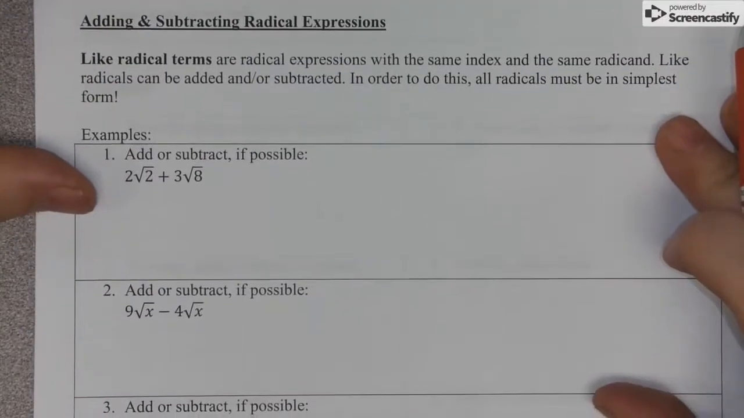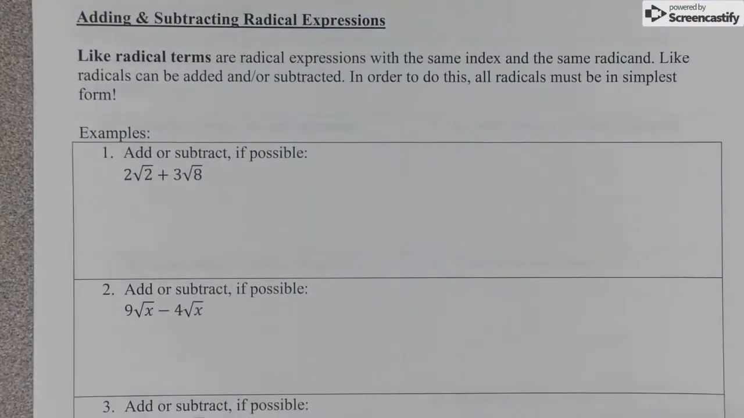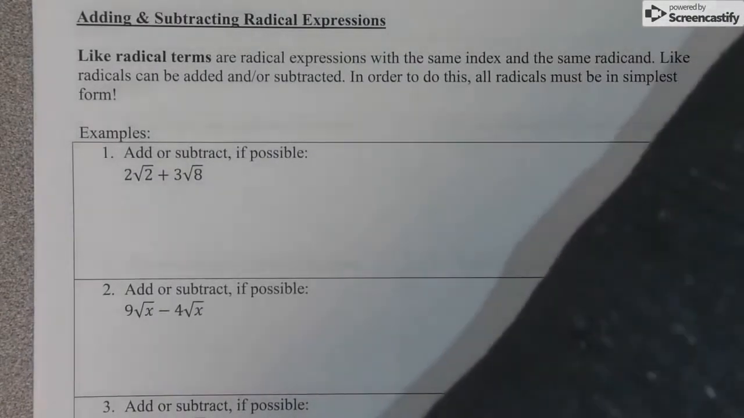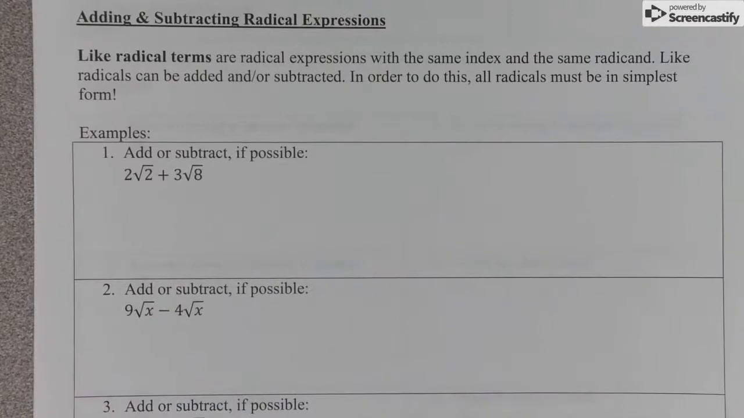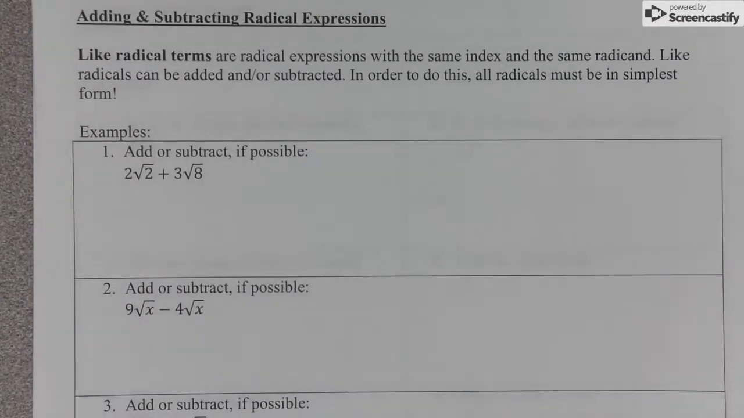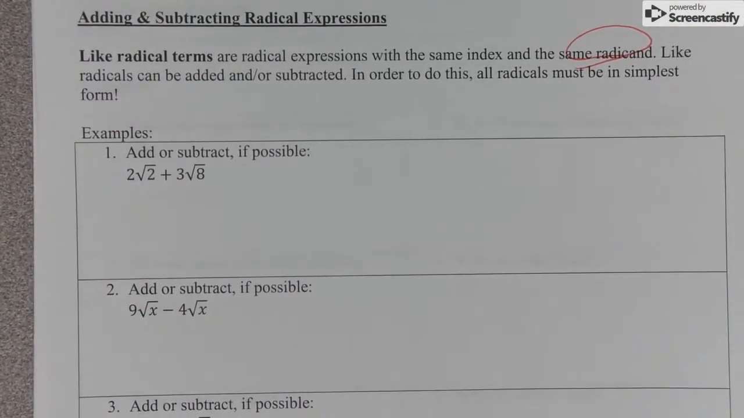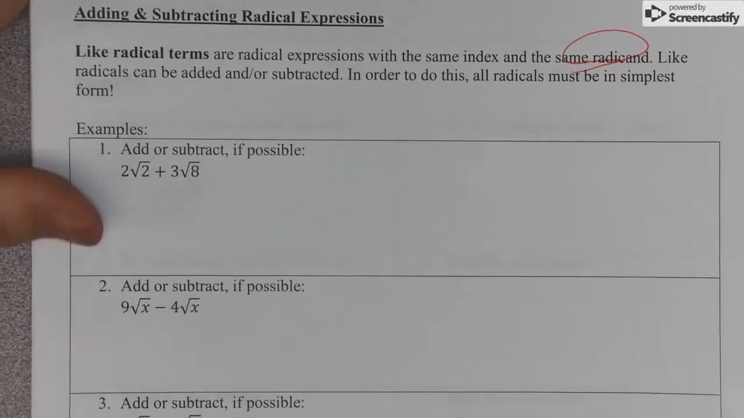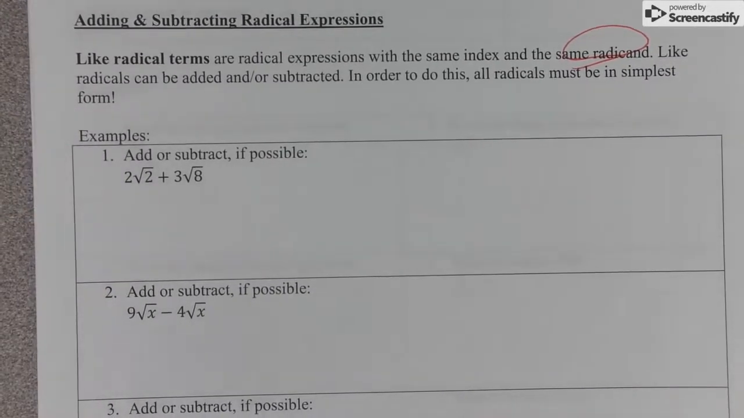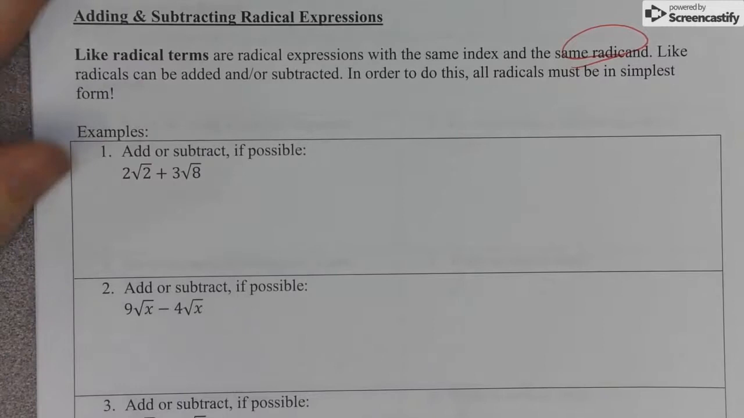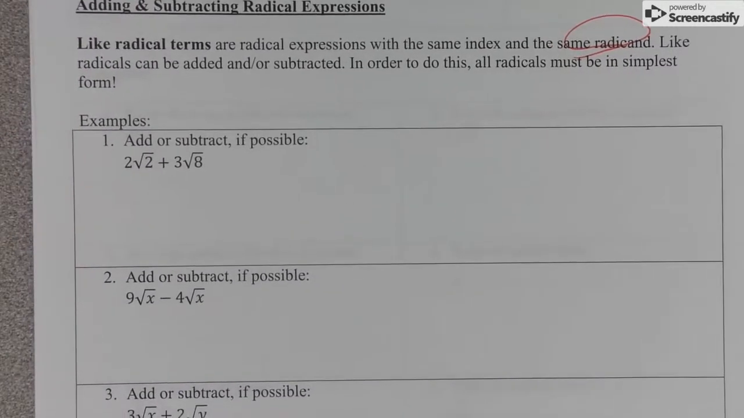Next part, adding and subtracting radical expressions. When you're adding and subtracting radical expressions, it's just like adding and subtracting like terms. So radical expressions, when you're adding and subtracting them, need to have the same index and the same radicand. If they don't have the same radicand, then you can't add them. And what this becomes is you're adding the numbers out front. So it's just like combining like terms. So let's look at the first example. Add or subtract, it says if possible, because sometimes it might not be possible.